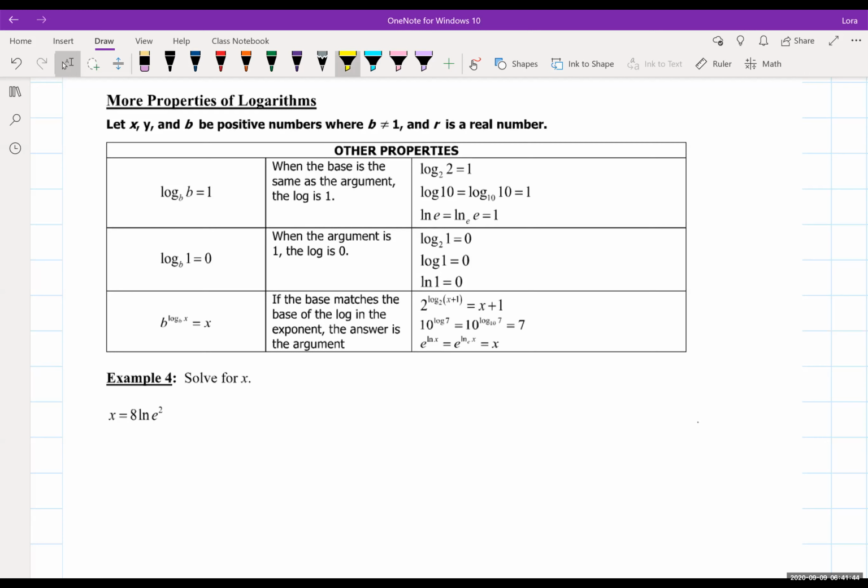So if we're looking at the first property, when the base matches the argument of the log, the answer is 1. The next property down: if the argument is 1, no matter what the base is, your answer is 0. And if the base matches the base of the logarithm that's located in the exponent, your answer is whatever the argument happens to be.